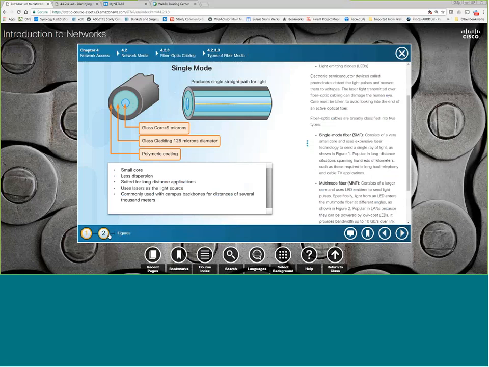Multi-mode is for shorter runs, and it has a larger core, 50 to 62.5 microns. It has a coating on the outside and a glass cladding, just like single mode, but it allows for multiple paths of light.